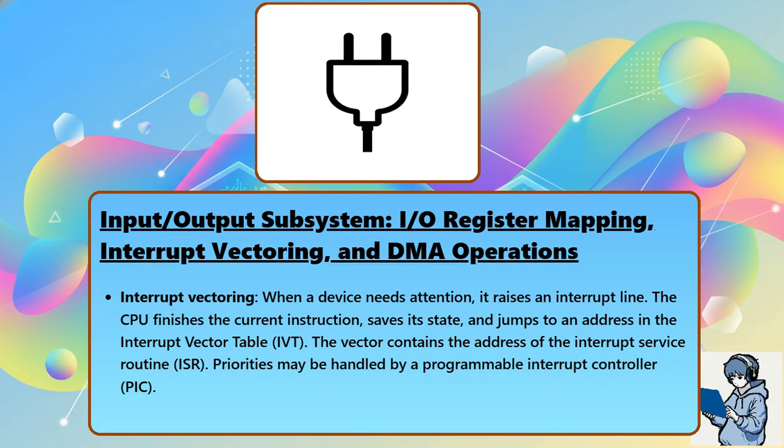Interrupt vectoring. When a device needs attention, it raises an interrupt line. The CPU finishes the current instruction, saves its state, and jumps to an address in the interrupt vector table. IVT: the vector contains the address of the interrupt service routine. ISR priorities may be handled by a programmable interrupt controller, PIC.